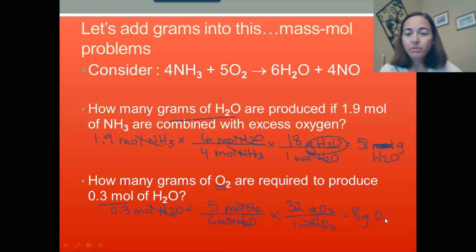So we've compared. In this first problem we compared NH3 to water. And in the second one we compared water to oxygen. Those other chemicals didn't make a difference. And the only step we used the balanced equation for was this new conversion factor. Remember, it's called the mole ratio.